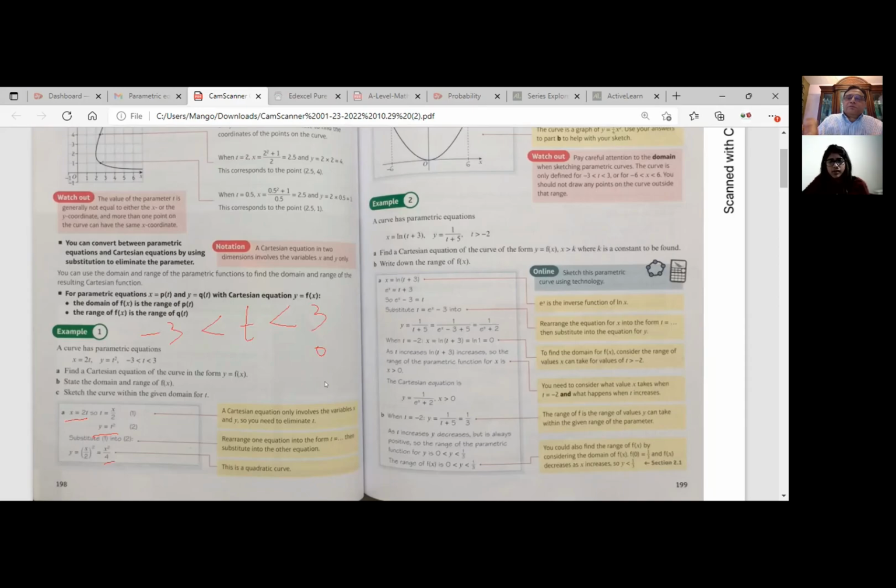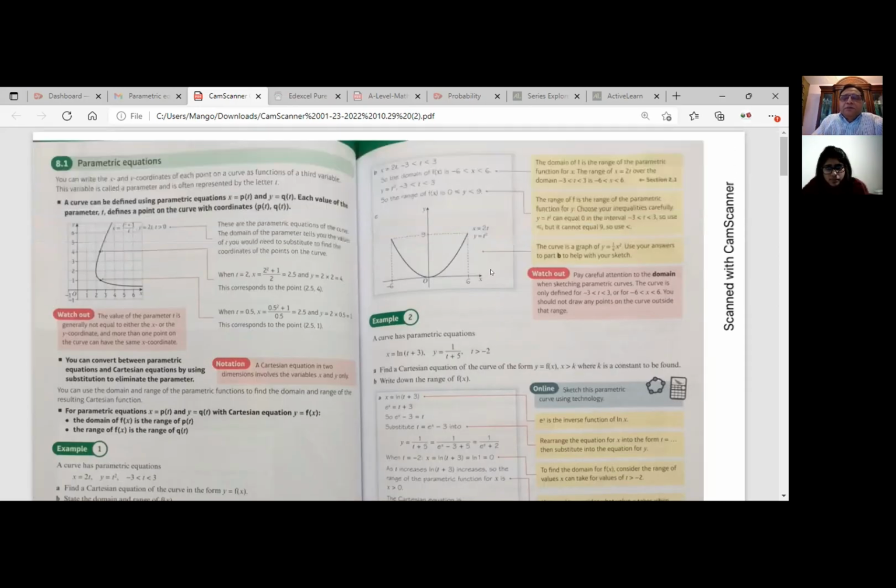Now let's see the solution, because then they have sketched the curve. Let's go through the curve and then we'll do the exercise. Next page, please. So part B will state the domain and range of f of x. Correct. And then sketch it. So what they've done there.